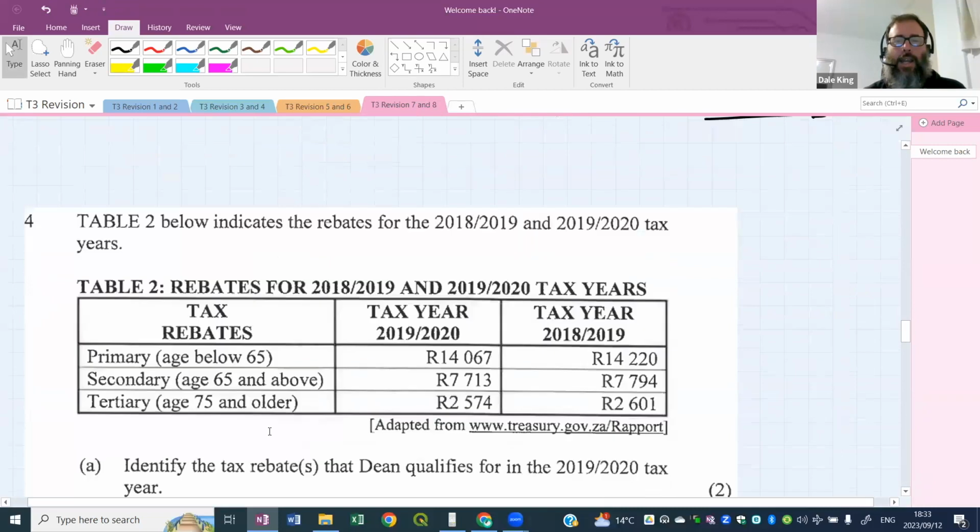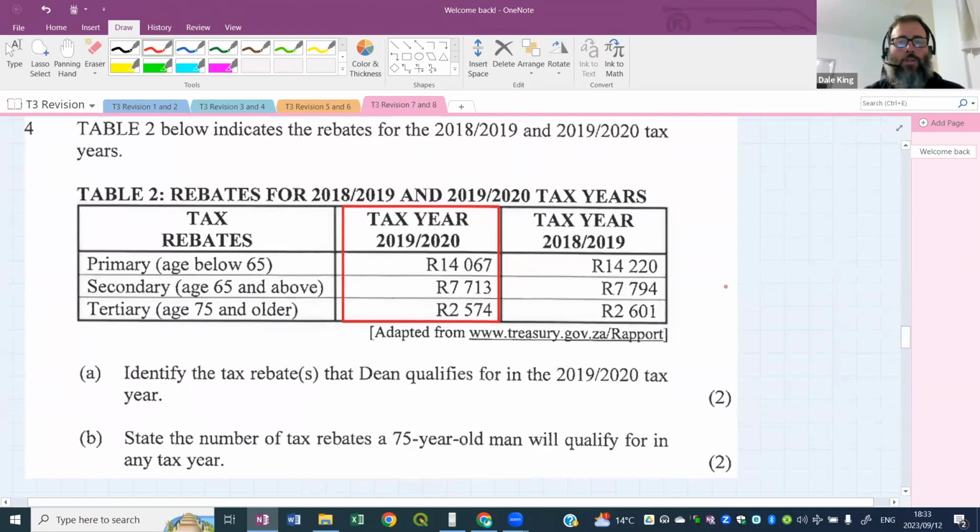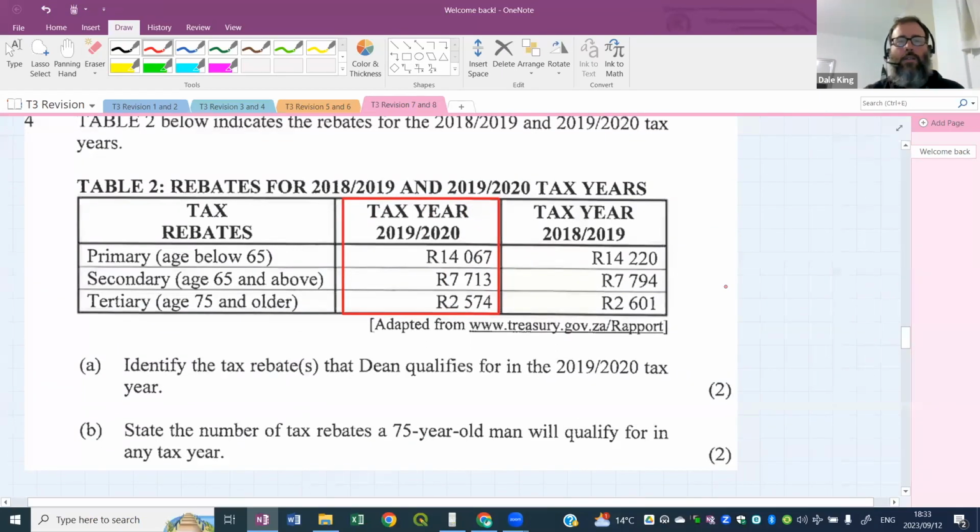All right. Next question. Table 2 below indicates the rebates for the same tax tables. We've got the 2018-2019 one, and then the one that we are using, the 2019-2021. So for this tax year for Dean, he's working with these rebates here. Question 1. Identify the tax rebates that Dean qualifies for in this tax year.